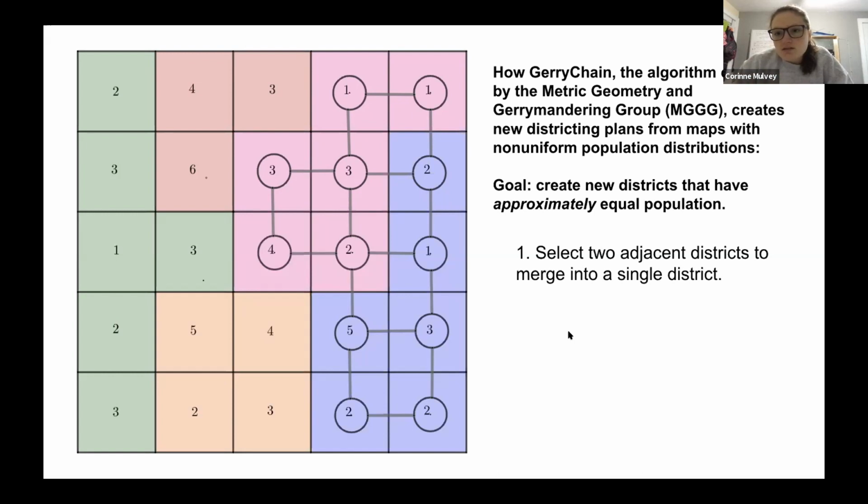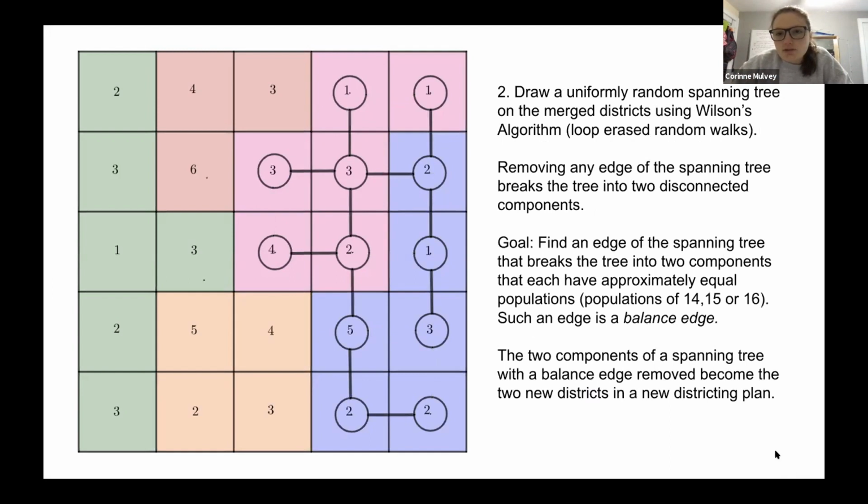And so the goal is to create new districts that have approximately equal population, and approximately is defined by however different you want them to be, or are willing to accept them to be. So you select 2 adjacent districts and merge them into a single district. And then you draw a uniformly random spanning tree, and then removing any edge of this tree will break the tree into 2 components that are both connected. And so then you get 2 connected districts.